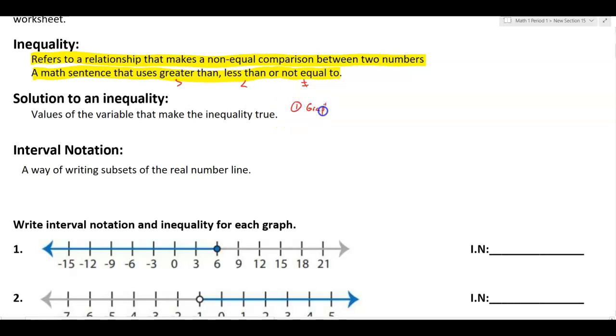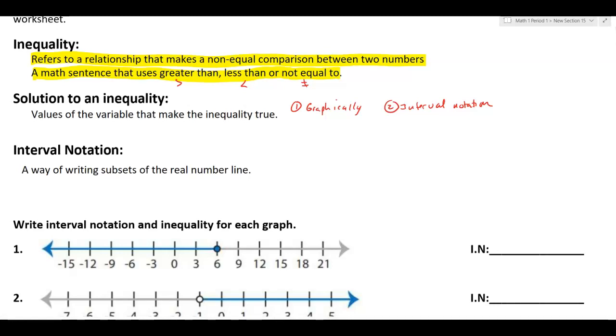One, we represent the solution graphically, right? But we can also use what we call interval notation. Okay. So interval notation is basically a way of writing subsets of the real number line. It's another way to describe the graph, right? Using what we call kind of like proper notation.